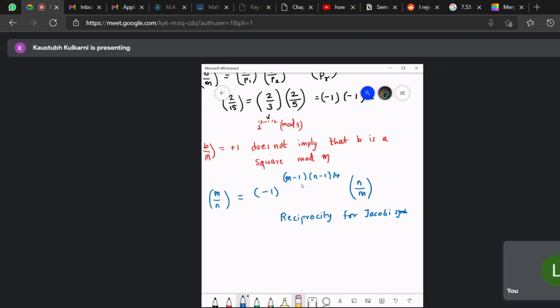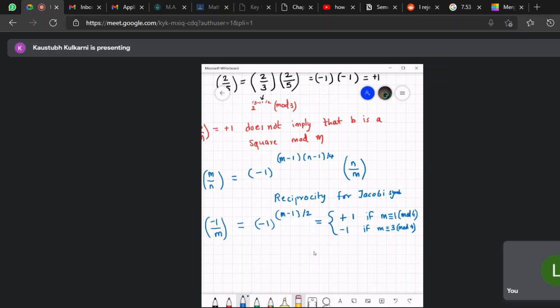Then there is the supplementary law. -1 upon m is equal to -1 raised to (m minus 1) upon 2, which is equal to +1 if m is congruent to 1 mod 4, and it is -1 if m is congruent to 3 mod 4. There is a proof for this, but we don't require the proof. But this is the property. This is how you calculate -1 upon m.